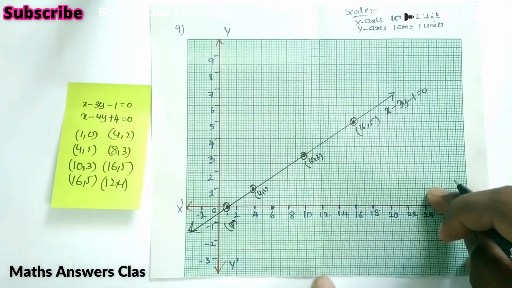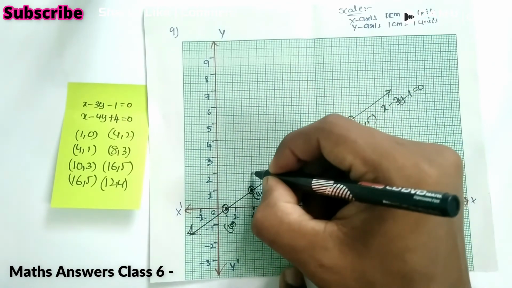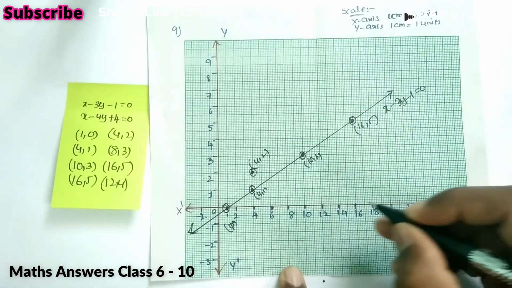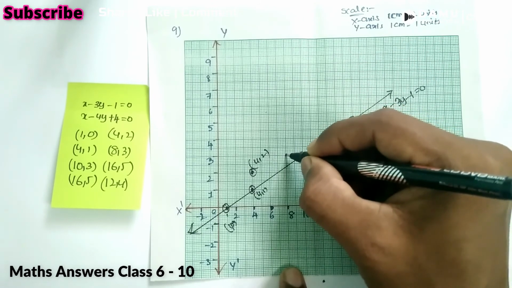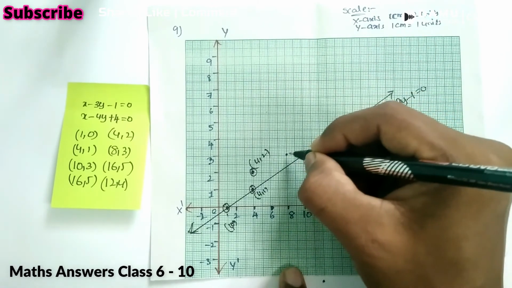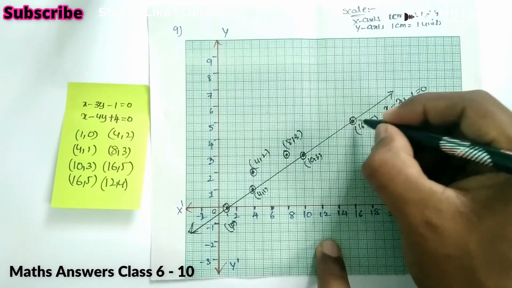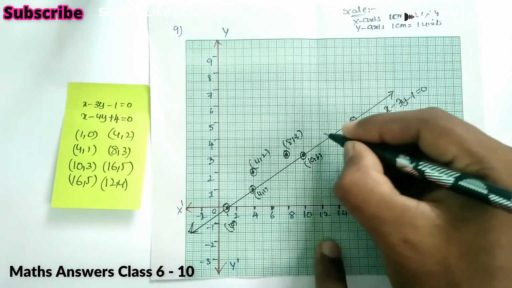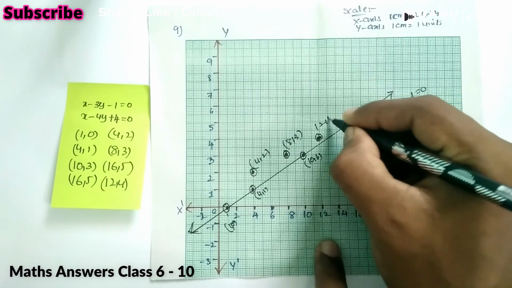The next one: 4 comma 2. From 4 to 2 is here, so this is the point 4 comma 2. Then let's take another one, 8 comma 3. From 8 here, this is the line of 3. Then the next one is 16 comma 5, from 16 to 5 is this point. Then 12 comma 4: from 12 to 4 is this point.